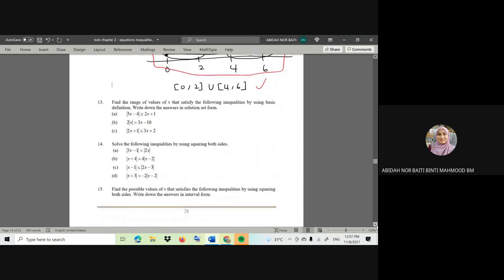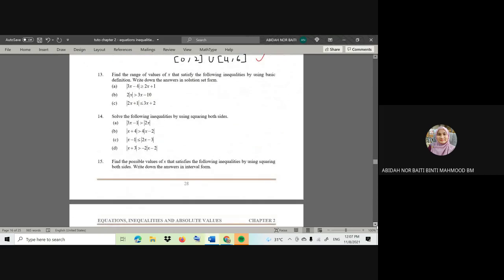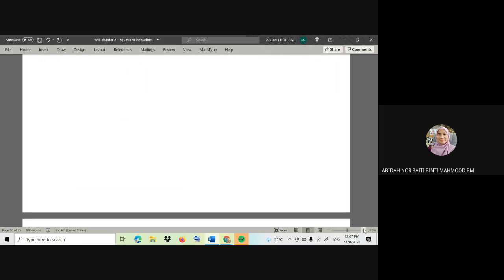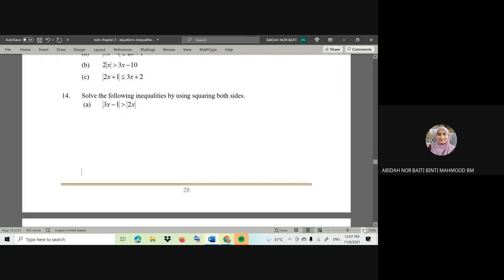Number 13 I think you can do on your own. Number 13 is also the same, this is just linear. I hope there is no problem. Number 14: solve the following inequalities by using squaring both sides. So we just square both sides.